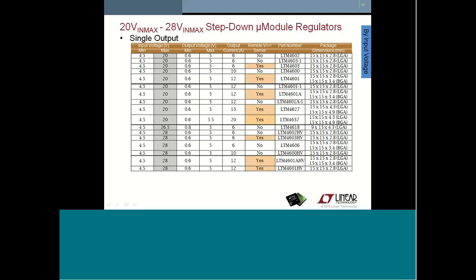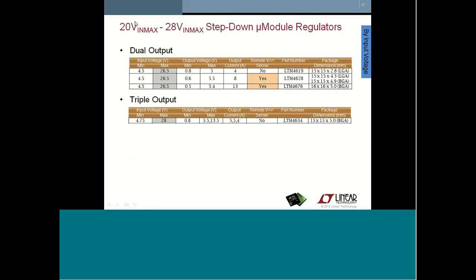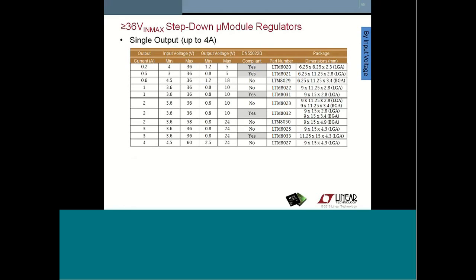Okay, let's switch to a little bit higher voltage step-down micromodule offering, between 20 and 28 volts. You can see a lot of them with pretty high output currents up to 20 amps. We also have a couple of them with multi-outputs and single outputs with the input voltage above 36 volts.